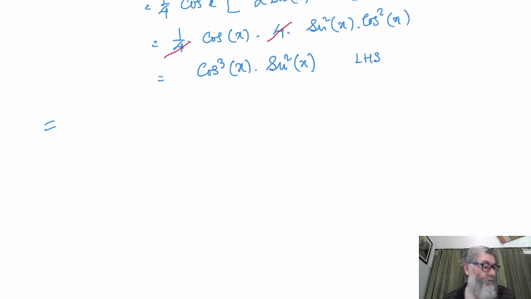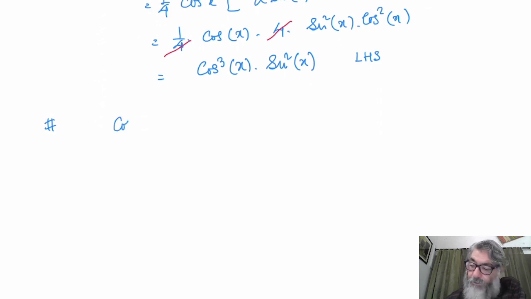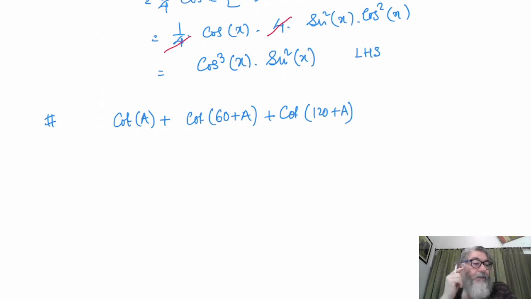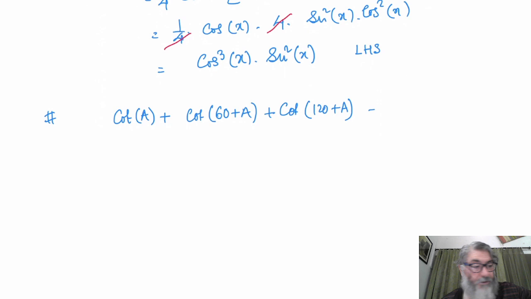Now let us see the next question, which is: prove cot A plus cot (60 plus A) plus cot (120 plus A). We have to find the value of this. Actually, it is to be proved equal to 3 cot 3A.